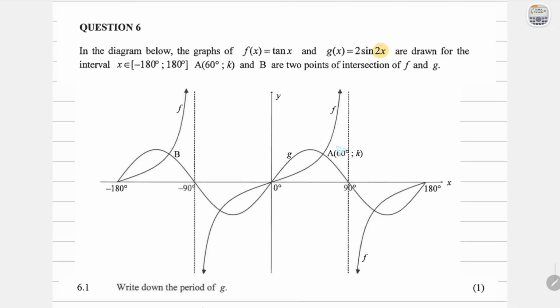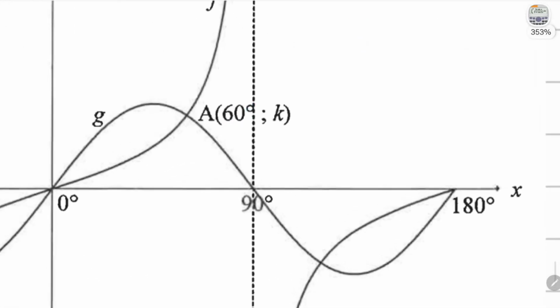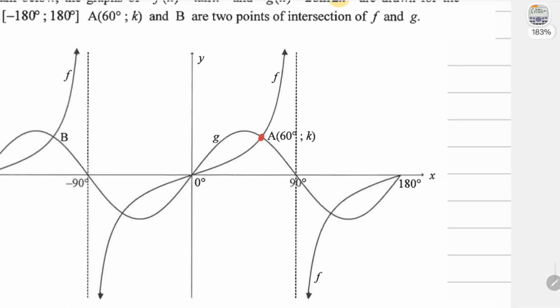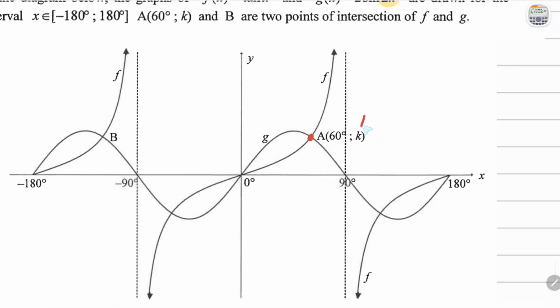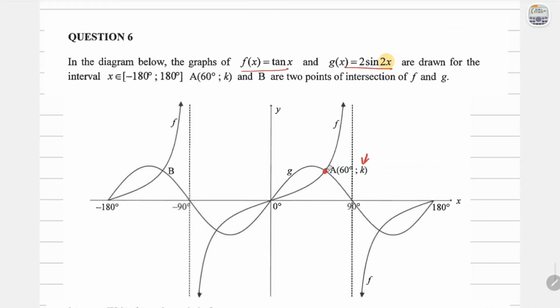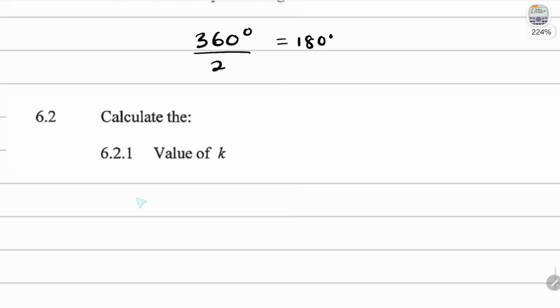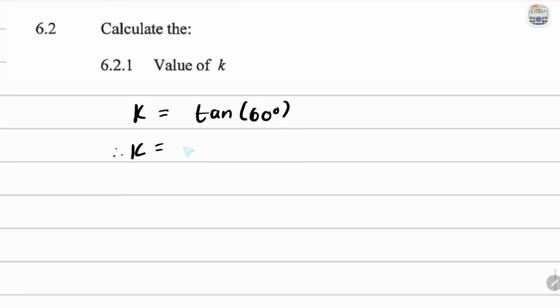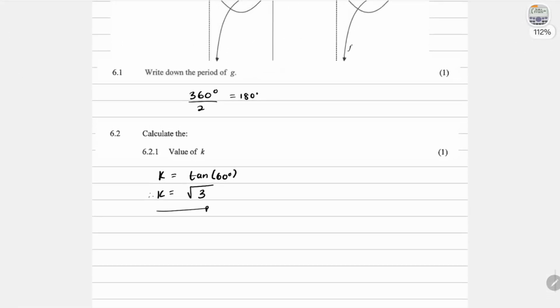To find this, you can already see that the x value is 60 degrees, since this is A, because it can't be 90 degrees. So just substitute the x value of 60 degrees to find the y value, which would be K's value. Substitute it in any of these graphs because this is a point of intersection. We can use the tan graph because it's easier. K would be found by saying tan of 60 degrees. Tan of 60 is the square root of 3. So that is our answer: K is equal to square root of 3.